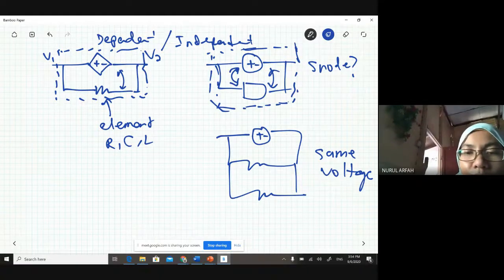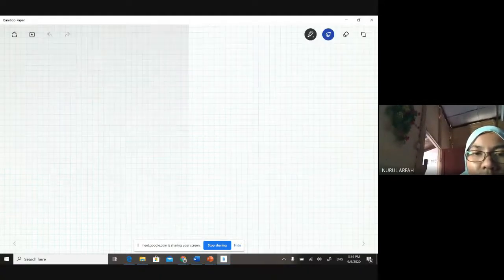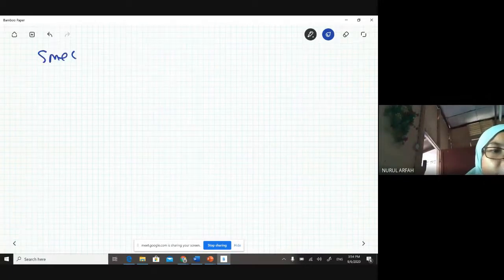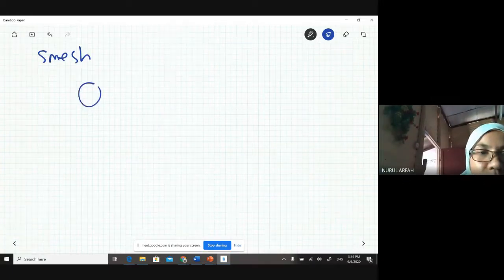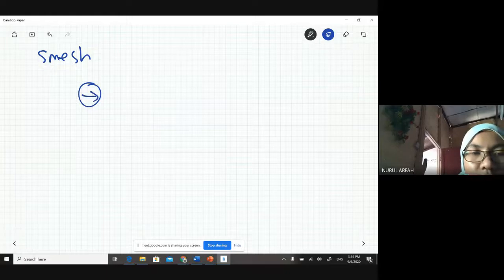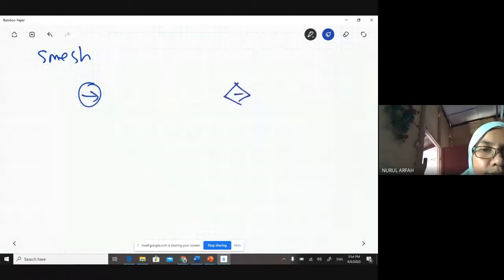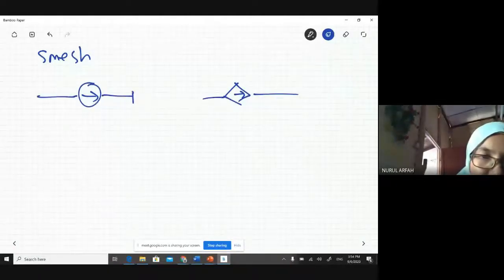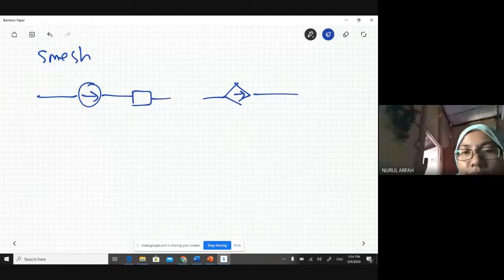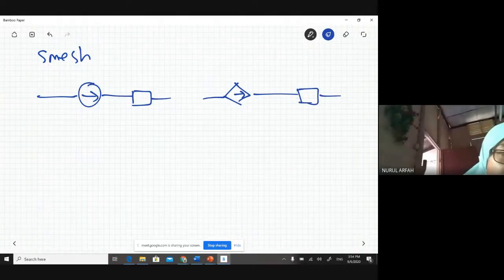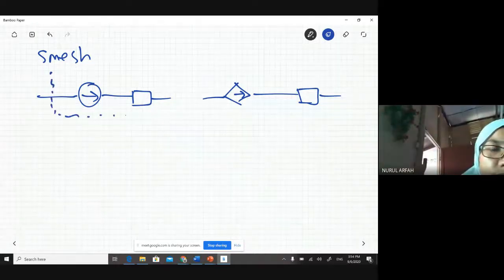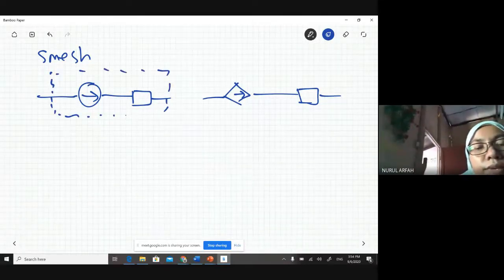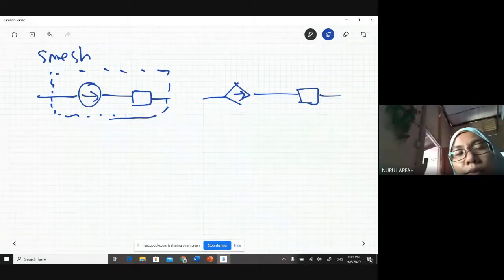But for supermesh, it's a little bit different. If you have an independent or dependent current source, and you have some element in series with it, then you should consider this as your supermesh.